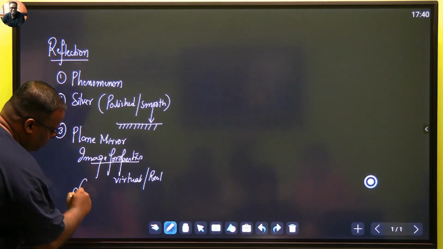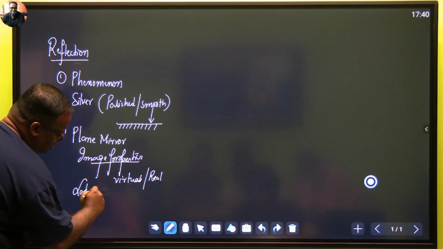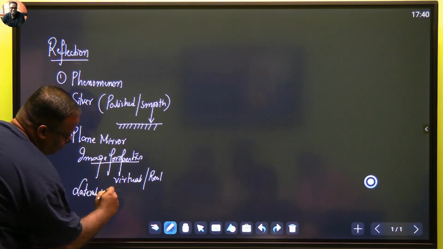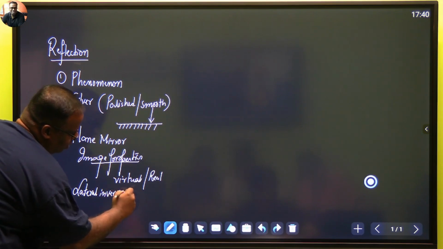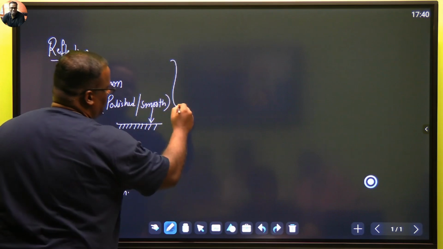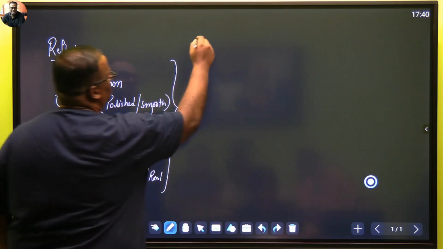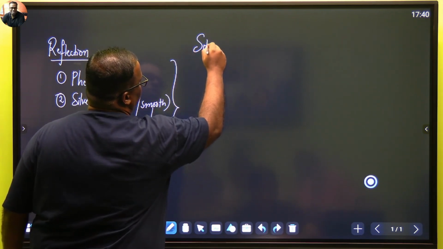So lateral inversion भी यहाँ पे आपको थोड़ा सा जानना चाहिए. This is a grade 8 topic, inversion. That's all. We are done with the basic that was required. Now we start our discussion on our next topic, which is known as spherical mirror.